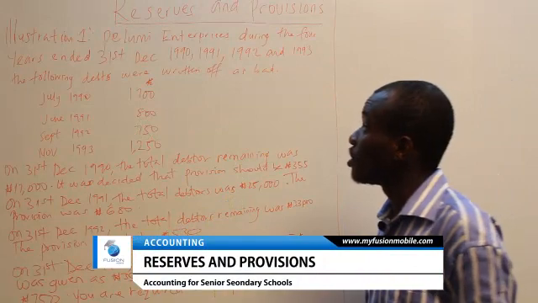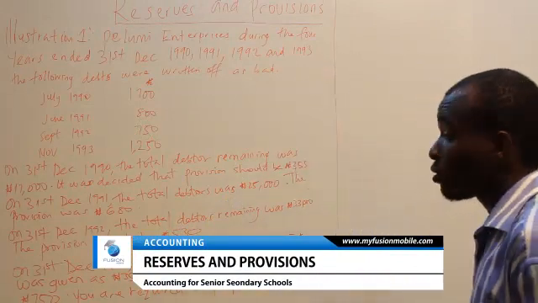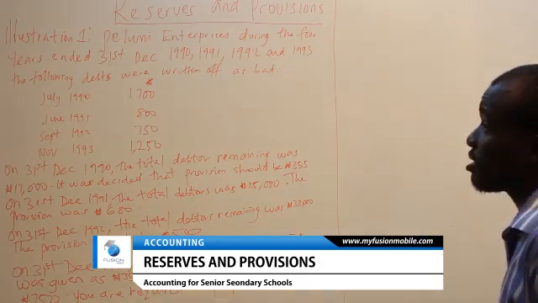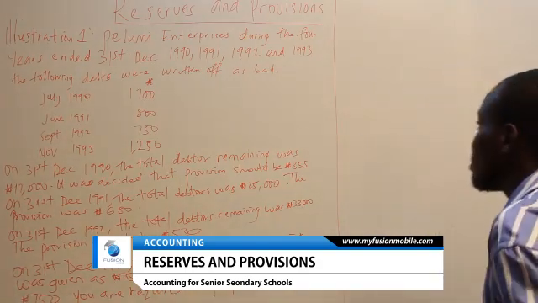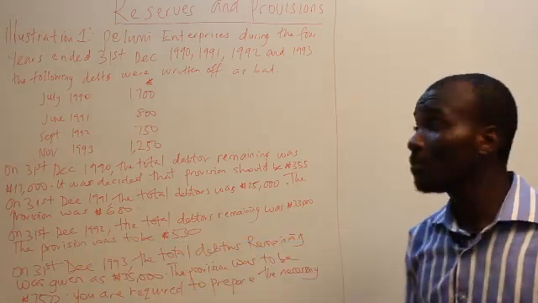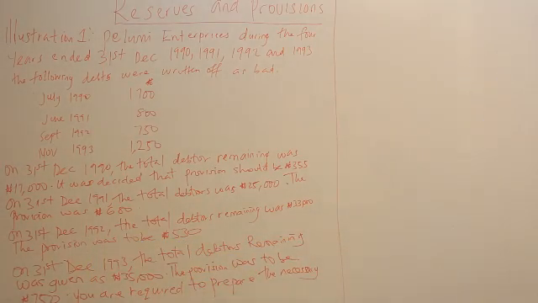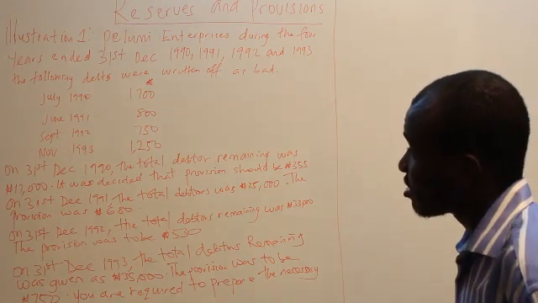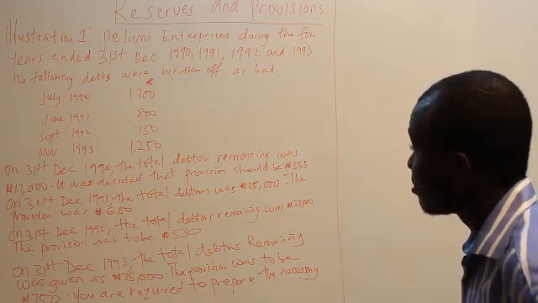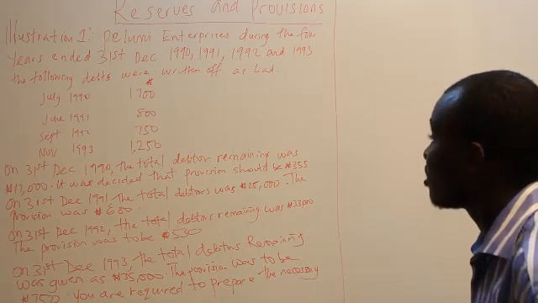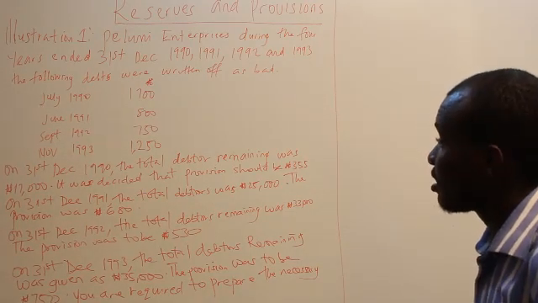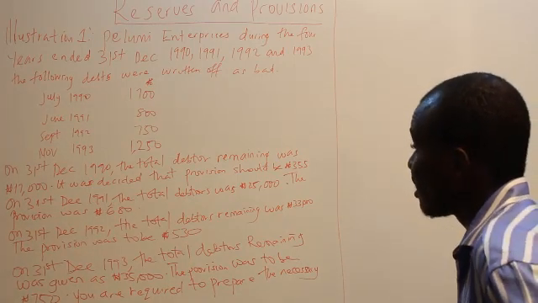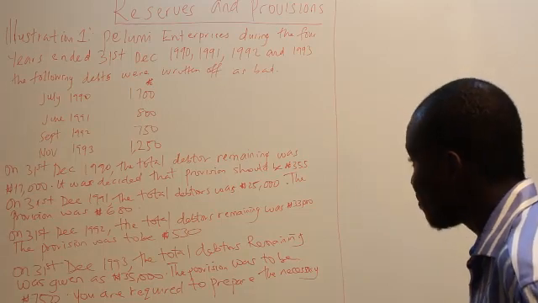So we have an illustration on bad debt and provision for doubtful debt. Belumi Enterprises, during the 4 years ended 31st December 1990, 1991, 1992, and 1993, the following debts were written off as bad. June 1991, 1,700 was written off as bad, and in November 1993, 1,250 was written off as bad. On 31st December 1992, the debt remaining was 17,000. It was decided that provision should be 355 naira.